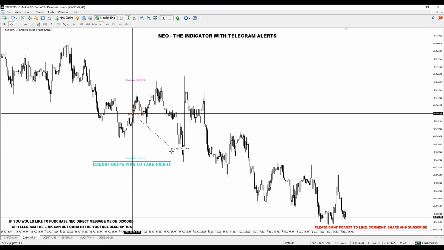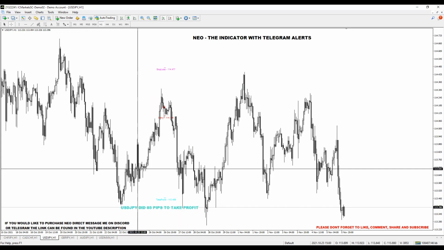So we can see straight away here that it did hit our take profit before this fake out candle. So it gave us an overall take profit of about 46 pips. And if you did manage to get back in, this trade went on to go over 100 pips. So it's the type of trades you can see that NEO is producing for you.